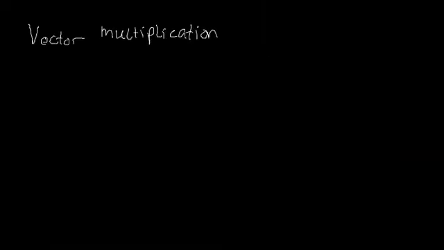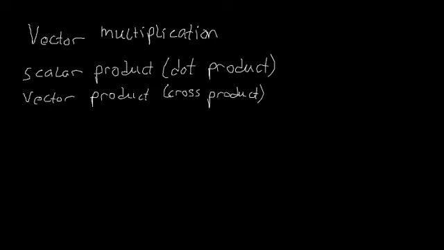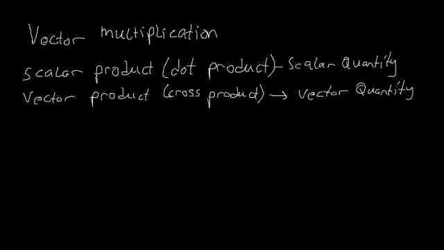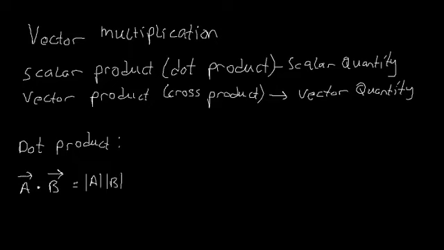There are two kinds of multiplication of vectors, namely scalar product, also called dot product, and vector product, also called cross product. While the scalar product of two vectors yields a scalar quantity, the vector product of two vectors yields another vector. The dot product of two vectors A and B can be expressed as the magnitude of A multiplied by the magnitude of B multiplied by the cosine of the angle between both vectors.